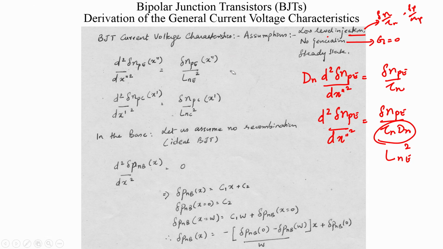And similarly for the collector, so that is for the emitter, right. So that is the continuity equation in the emitter, and in the collector we have another continuity equation because there the minority carriers are n.